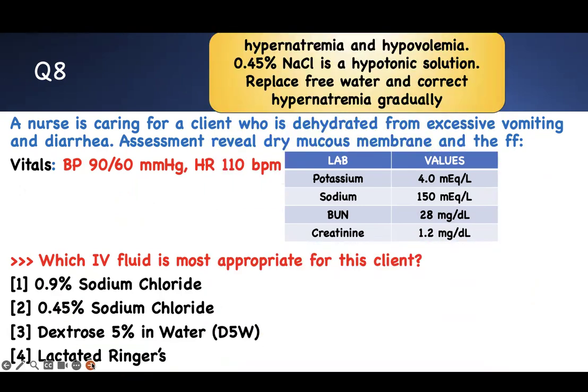This is the explanation: we have a hypernatremic state and the patient is what? Hypovolemic. So half normal saline will provide for those situations. It is hypotonic, it will take care of the hypernatremia and then will help with the hypovolemia. So 2 is the best answer choice.